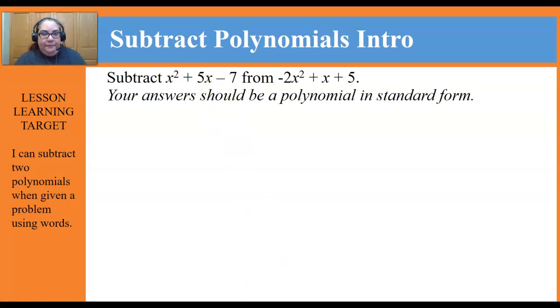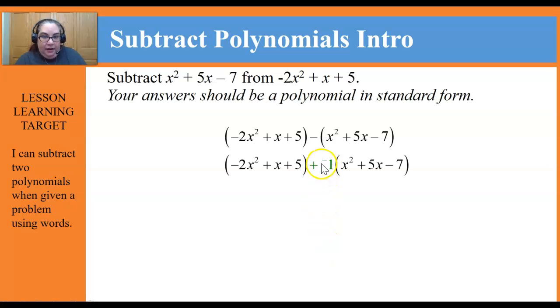So when we write the problem, the negative 2x squared plus x plus 5 is our minuend, if we're going to be technical. It's the number that's going to come first, or the polynomial that's coming first. And we are subtracting the subtrahend, or the thing that comes second in a subtraction problem. Okay, and as we've discussed in previous screencasts, when we're dealing with a subtraction problem, it's really a type of distribution. There's really like an invisible negative 1 here, so change it to add the opposite of 1. And we are going to distribute.